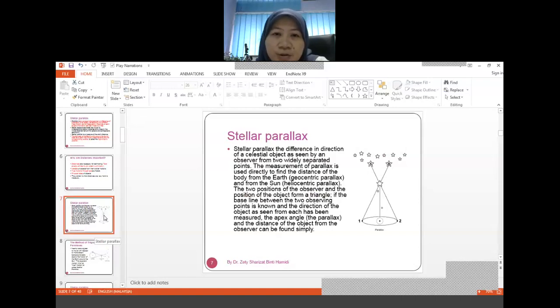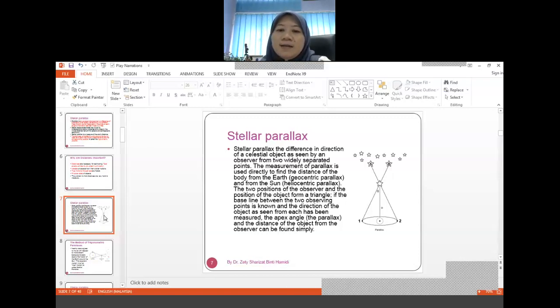So we also understand that it's not just one star we can observe, but there are also foreground stars in front of the distant ones. Okay, so stellar parallax is the difference in direction of a celestial object as seen by an observer from two widely separated points. We have the geocentric parallax, which is from the Earth, and also the heliocentric parallax, which is from the Sun.